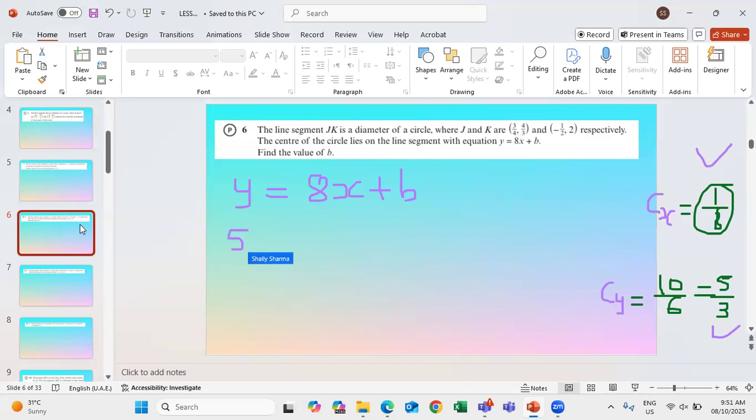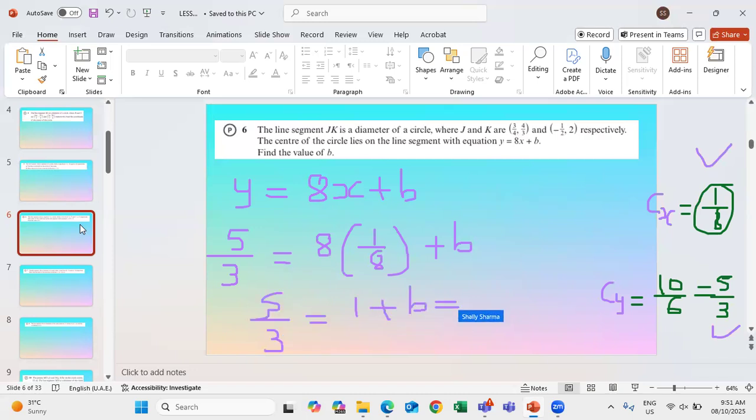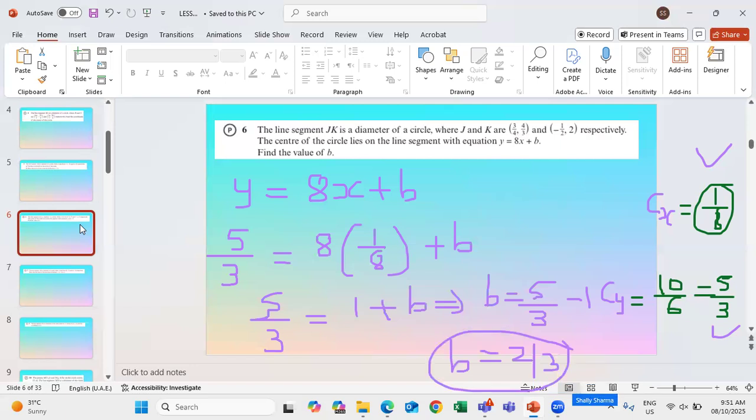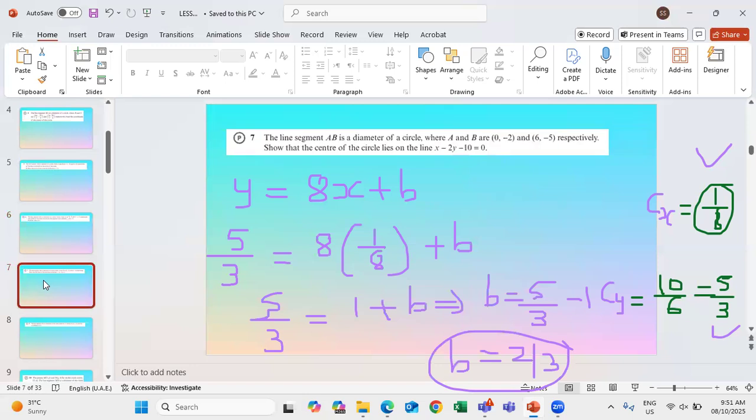So 5/3 is equal to 8 times 1/8 plus b. So from here 5/3 is equal to 1 plus b. That gives me b equals 5/3 minus 1. So b is equal to 2/3. That is my answer. So see, it's the same concept we have used in different ways to solve the questions.